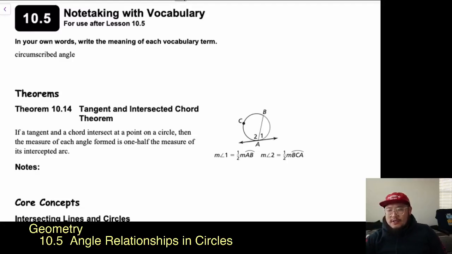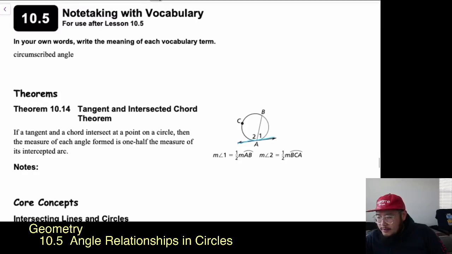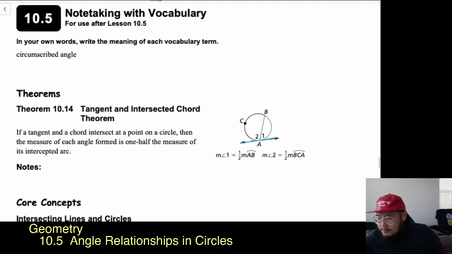Theorem 10.14 says the tangent and intersected chord theorem. If a tangent and a chord intersect at a point on a circle, then the measure of each angle formed is 1/2 of the measure of the intercepted arc. So these angles are formed because we have a tangent line, and then we also have a chord. So let me go ahead, I'll highlight right here. A is our tangent line. A to B right here happens to be the chord.